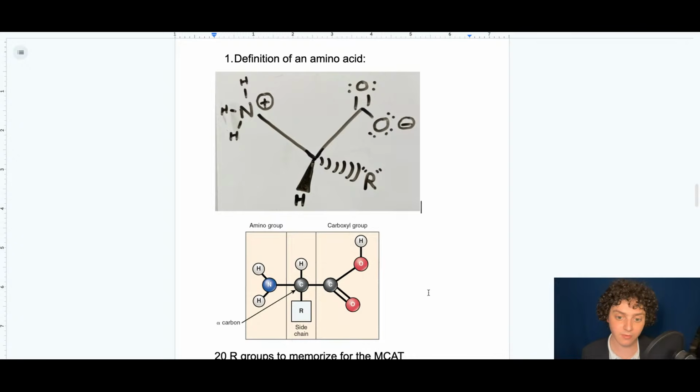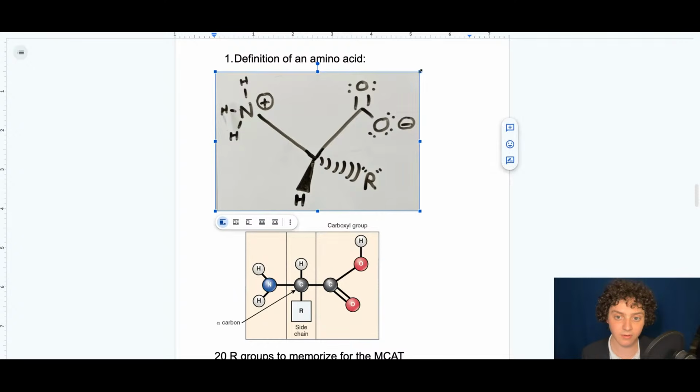The same is true in this picture. This is a neutral molecule overall. Let's just forget about the R group for both of these pictures. This is a neutral molecule. So what's the difference between this and this? This one is ionized because there are charges, but they cancel out. And this one is not ionized, and so there are no charges.